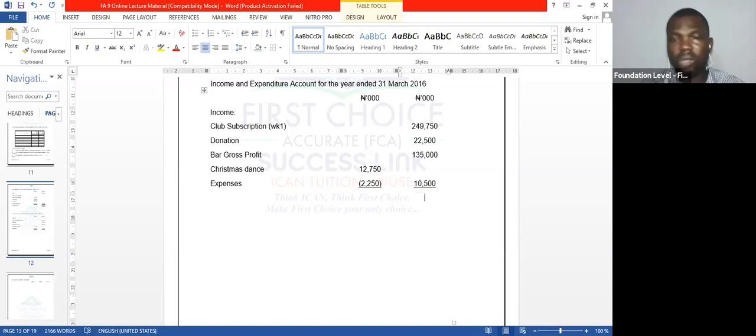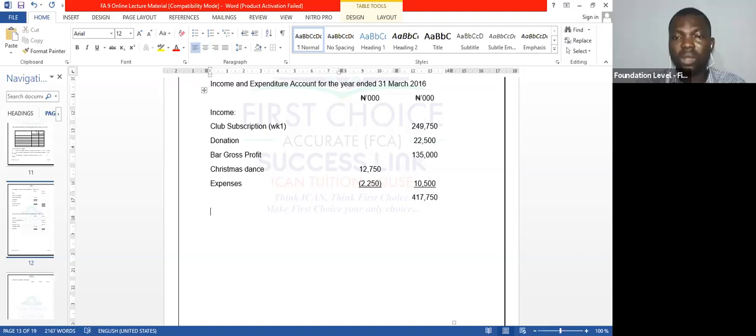So let's add everything together. Let's add the four figures together: 249,750 plus 22,500 plus 135,000 plus 10,500. That gives us 417,750. Now we have that to be our income.